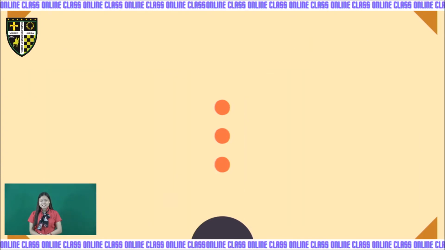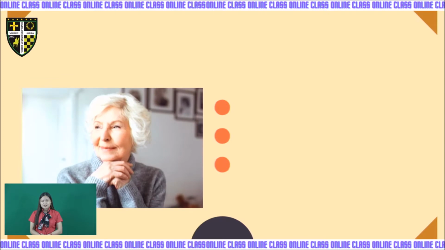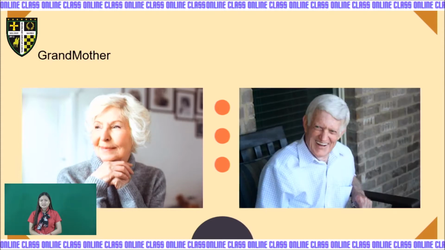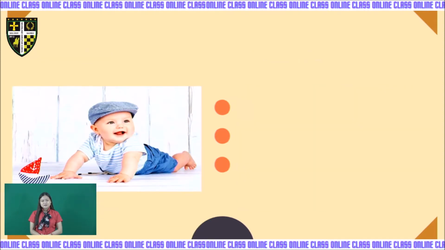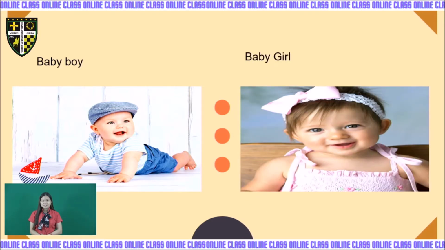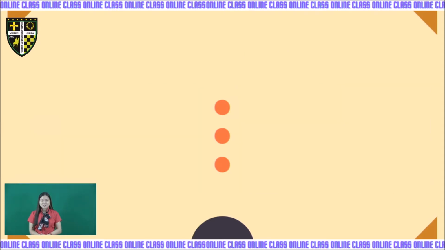So next, what is this? Grandmother. What about this one? We have grandfather. Next one, we have baby boy. What about this one? We have baby girl.